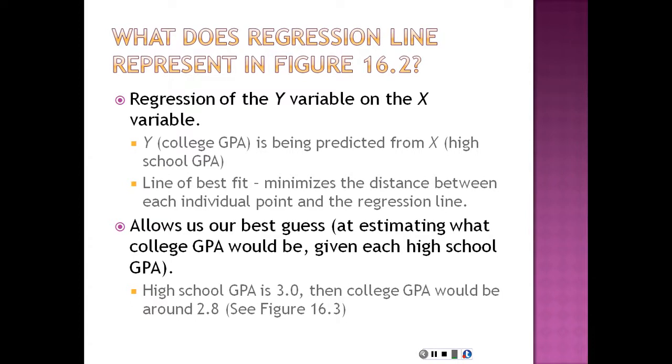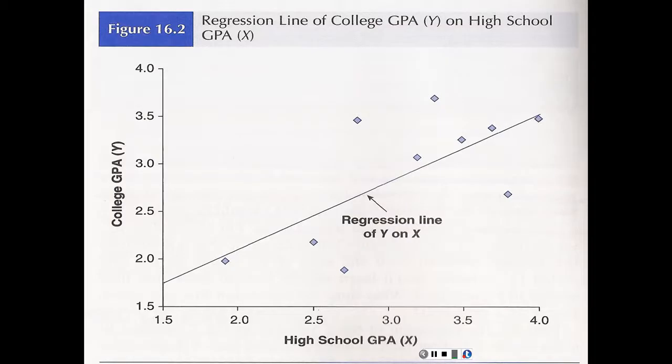So this regression line is also called the line of best fit. The line best fits this data because it minimizes the distance between the individual point and the regression line. So for example, if you take all of these points and try to find the line that best fits them all at once, the line you would see in this figure right here would be the one that you would use.